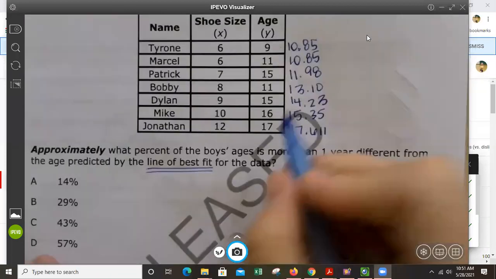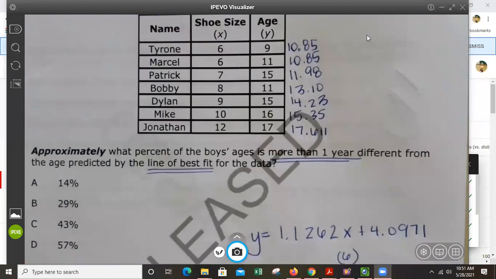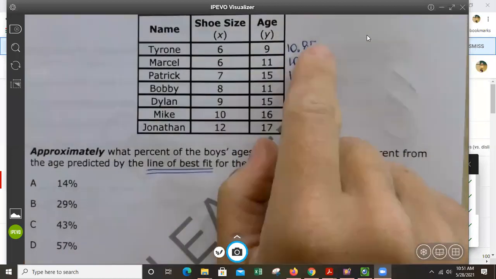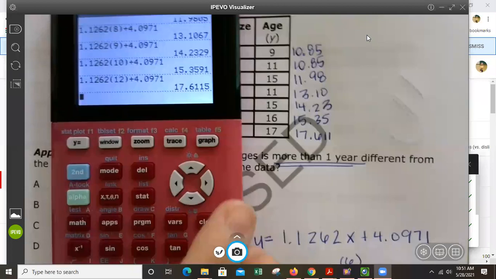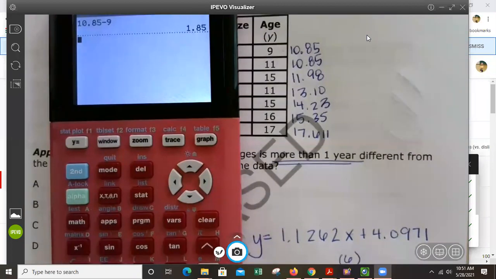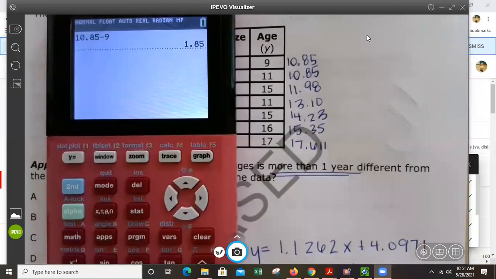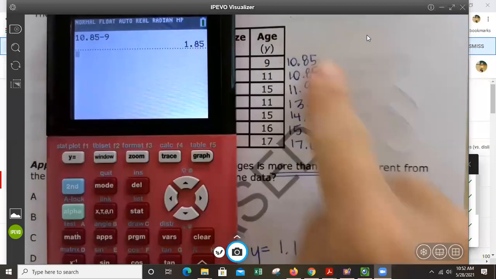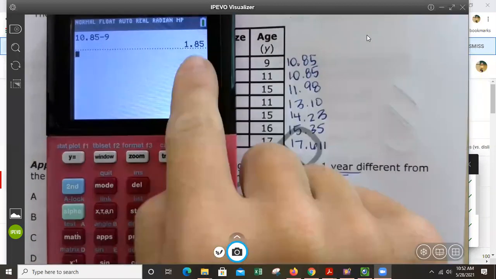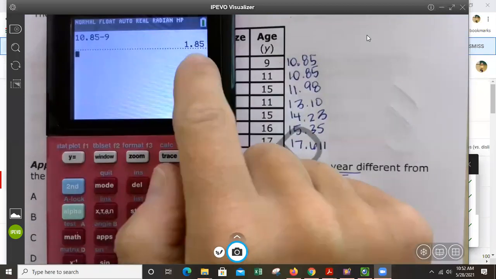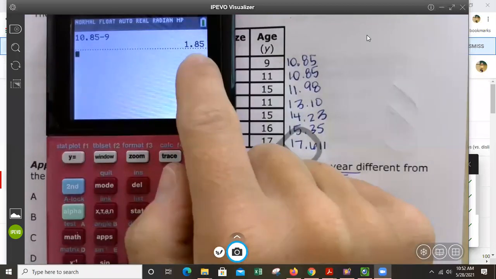Now it wants to know which ones are more than a year different. Okay, so let's look at this. 9 to 10.85. Is that more than 1? Look at my calculator. Is that more than 1 year different? Kevin. Kevin. One more time. The difference is 1.85. Is that more than 1 year different? Yeah, 1.85 is more than 1, right? So I'm gonna highlight that one.